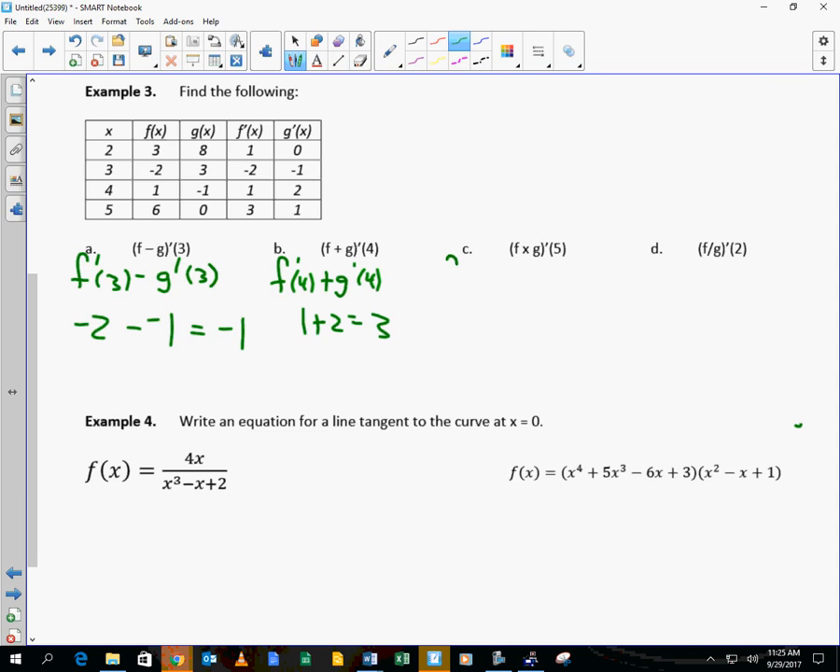You have to do f prime of 5 times g of 5 plus g prime of 5 times f of 5. Right? I use the product rule. f prime of 5 is 3, g of 5 is 0, g prime of 5 is 1, f of 5 is 6. So 6 is my answer. You try letter D on your own.